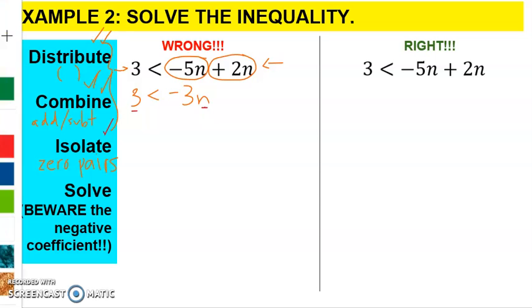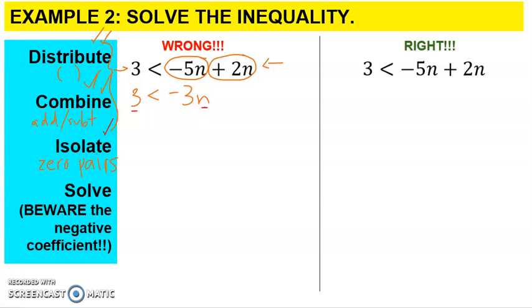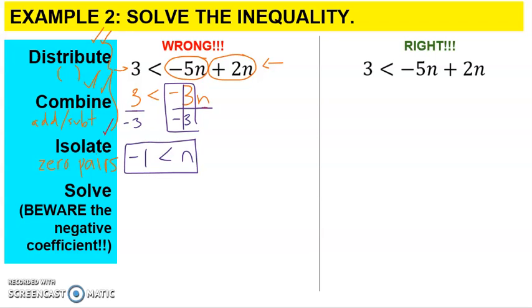And now we have to solve, okay? And we always divide by that coefficient. The coefficient is the number attached to the variable. So I divide both sides by negative 3. And I have negative 1 is less than positive 1n. And at this point, I would celebrate. I'm like, yes, I'm a rock star, right? And I would draw my number line, and I'm like, look, if I'm at negative 1, I'm going to be open because it's not or equal to, and I'm pointing to the left because it's less than.